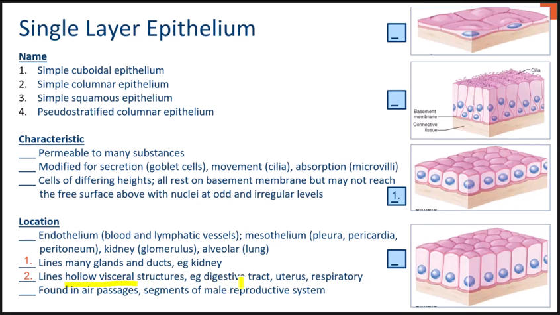In our next example, simple columnar epithelial tissue, this is more commonly found lining our hollow visceral organs. That would include the digestive tract, a lot of which is tube-like structures that are hollow where food would pass through. The uterus is another hollow structure, and so is our respiratory tract. And it would look like this here. Column-shaped, and we know it's a single layer because it's simple.